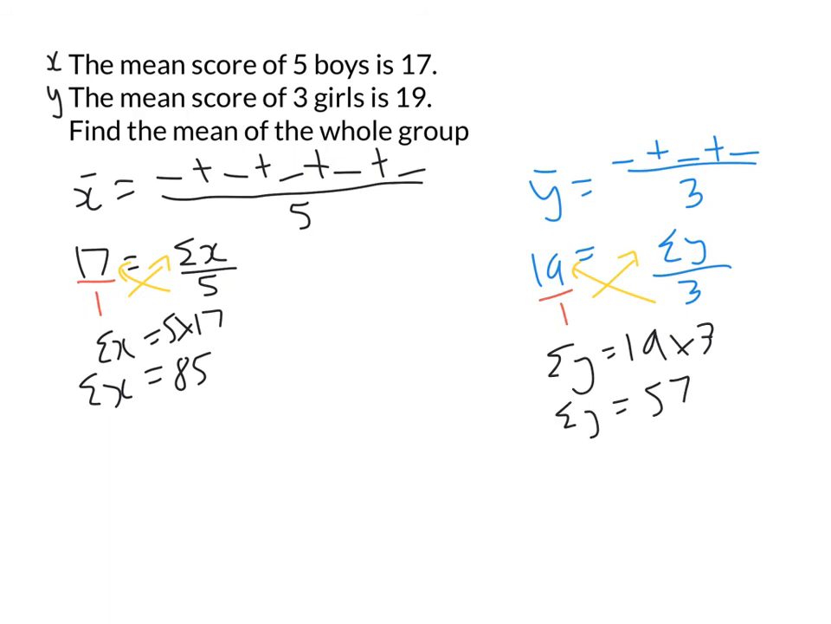Now, why is that useful? If you were looking to find out the mean of everybody, you'd want to add up all the scores, wouldn't you? You want to get the boys' scores added up, which would be sigma x, and add it to the girls' score, which would be sigma y, and then you'd want to divide it by the total number of people altogether. Okay? That would give you the whole mean. You can call that whatever you want. I'm going to call that z bar, just to use a different letter.